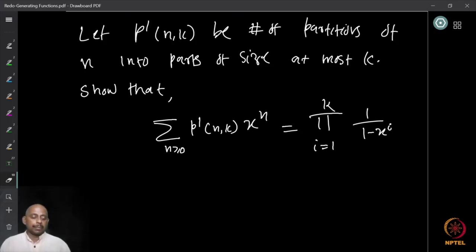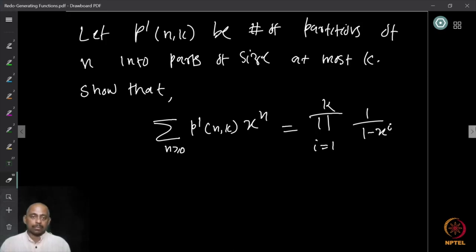Now, if you remember your partitions, let us define the number of partitions of the integer n into parts of size at most k. Okay, so I denote by p dash of n, k the number of such partitions. So we want to partition, but each part has size at most k. Now we want to show that the generative function for this sequence p dash of n, k is product i equal to 1 to k 1 by 1 minus x raised to i. Summation n greater than 0 p dash of n, k x raised to n is product i equal to 1 to k 1 by 1 minus x raised to i. So this is the generative function for the partitions of n into parts of size at most k.